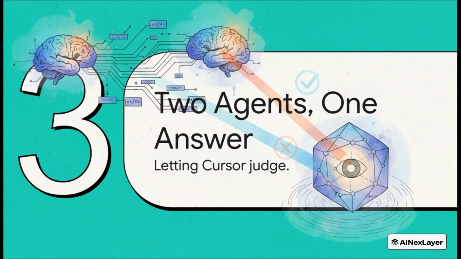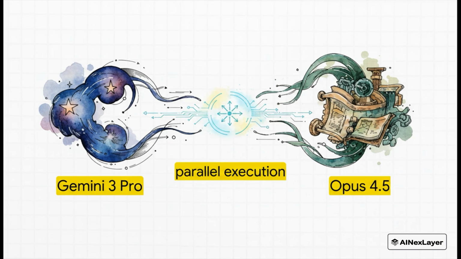Now, this brings us to what I think is a truly game-changing feature. What if you could have 2 different AI models build the exact same feature at the exact same time, and then have another AI step in and judge which one did a better job? Well, that's precisely what this new feature does.